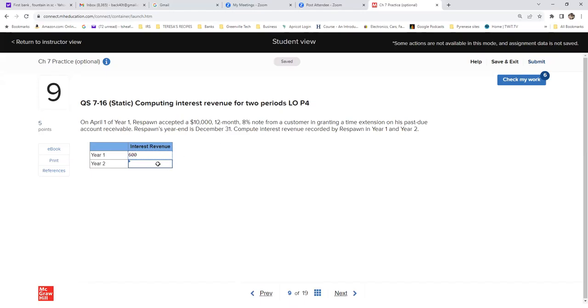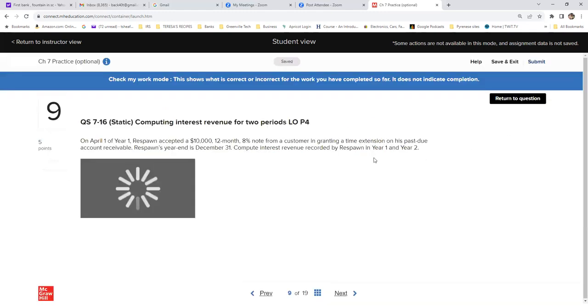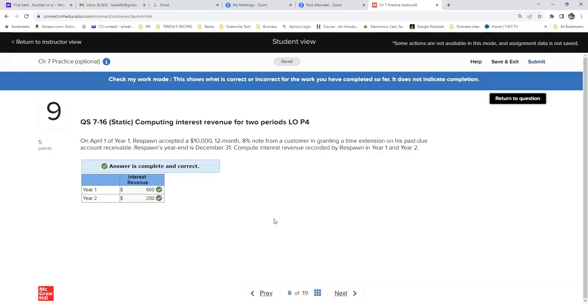All right, year 2, and this is the easiest way to solve this. We know it's going to be $800 total interest. So subtract the $600 from the $800 total interest. That leaves us $200. Or you can do it the long way. You can multiply 8% times 10,000 times 3/12, and that'll give you $200 as well. Either way will work. And as we can see in checking our work, it works.